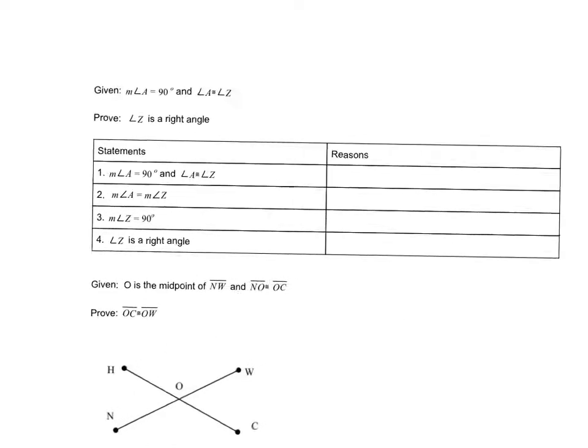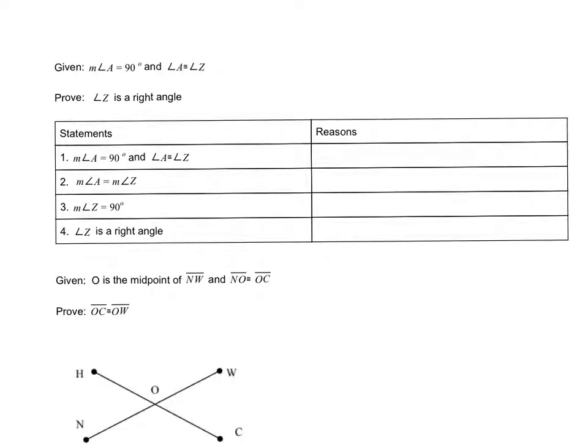Okay. Next, we're given the measure of angle A is 90 degrees and angle A is congruent to angle Z. We want to prove angle Z is a right angle. So first we have the measure of angle A equals 90 degrees and angle A is congruent to angle Z, which is what we were given, which is our reason.